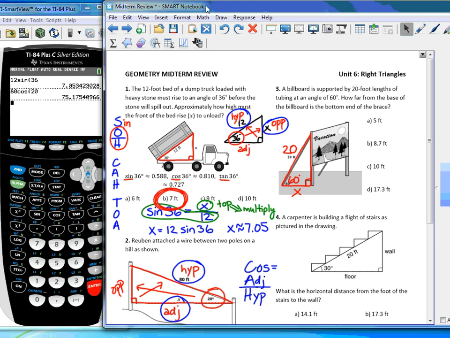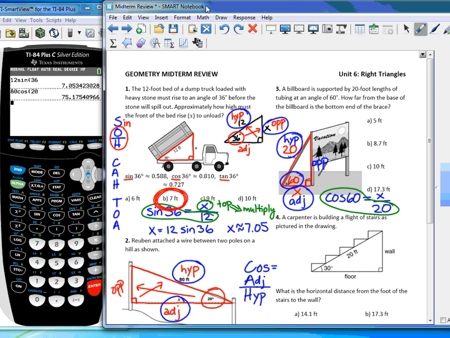So we follow our directions again. We circle the angle that we've been given. We label our sides, hypotenuse, opposite, adjacent, and it looks like, again, we will be using cosine because we have the adjacent and the hypotenuse. So we have cosine of the angle, which is 60 degrees, is equal to adjacent over hypotenuse. The variable is on the top again. So we can multiply the 20 times cosine of 60.